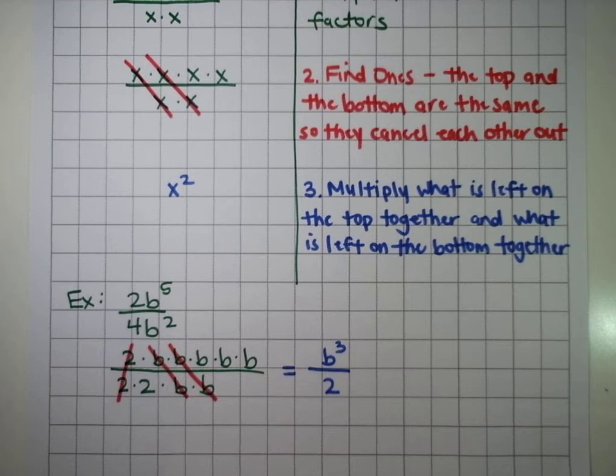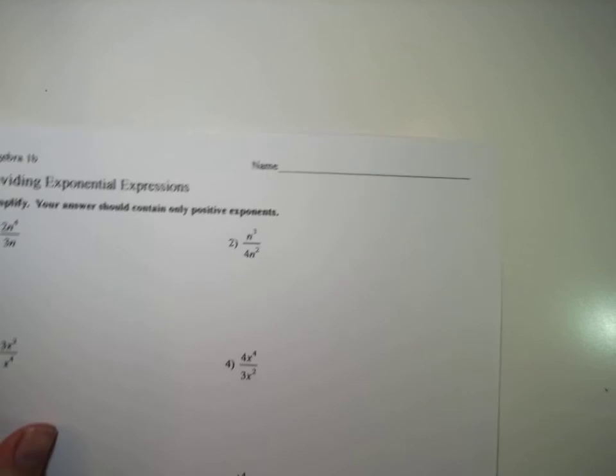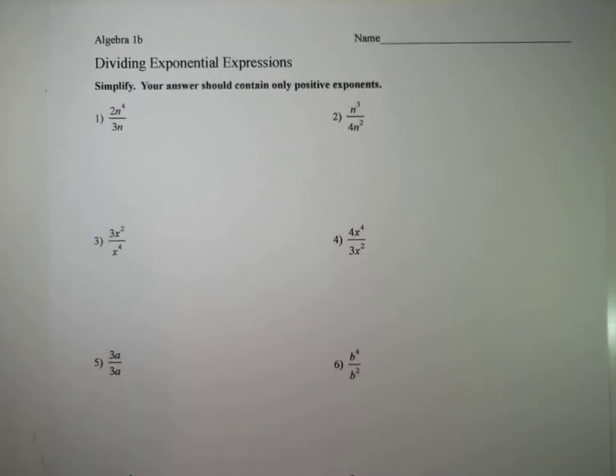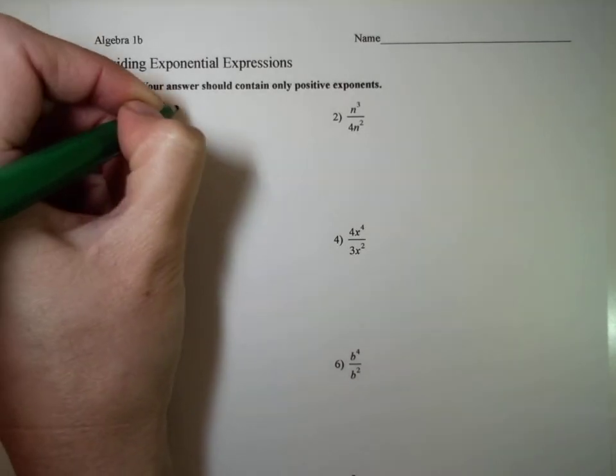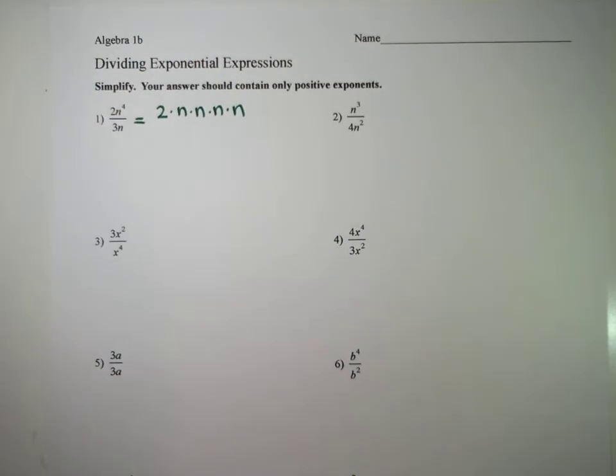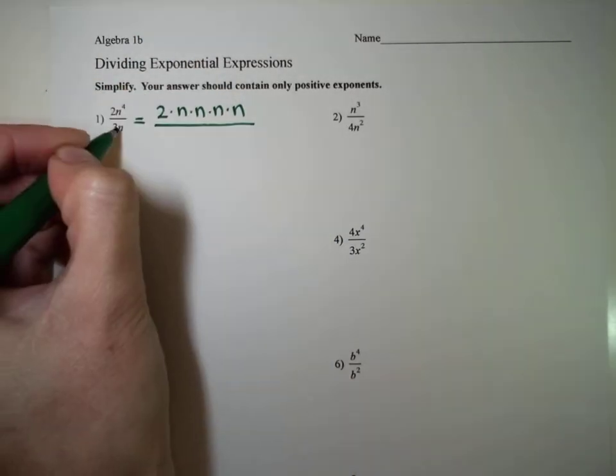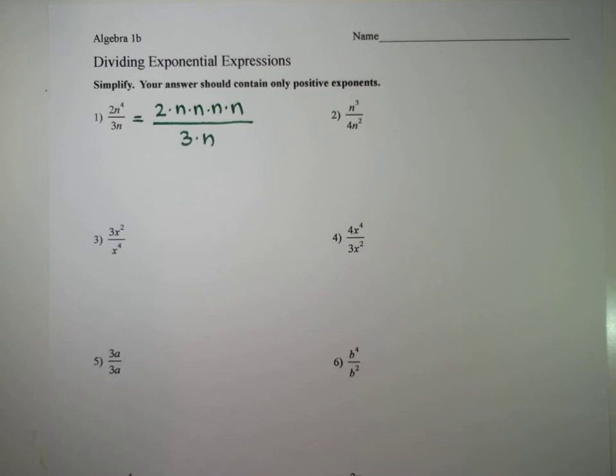All right, let's look at your assignment on dividing exponential expressions. We'll do 2 of these together. So let's do number 1 first. We have 2n to the 4th divided by 3n. So again, we need to follow our steps that we just wrote down. So first, we need to expand or list all the factors. So 2n to the 4th power, that's 2 times n multiplied 4 times, divided by 3n, which expands to 3 times n.